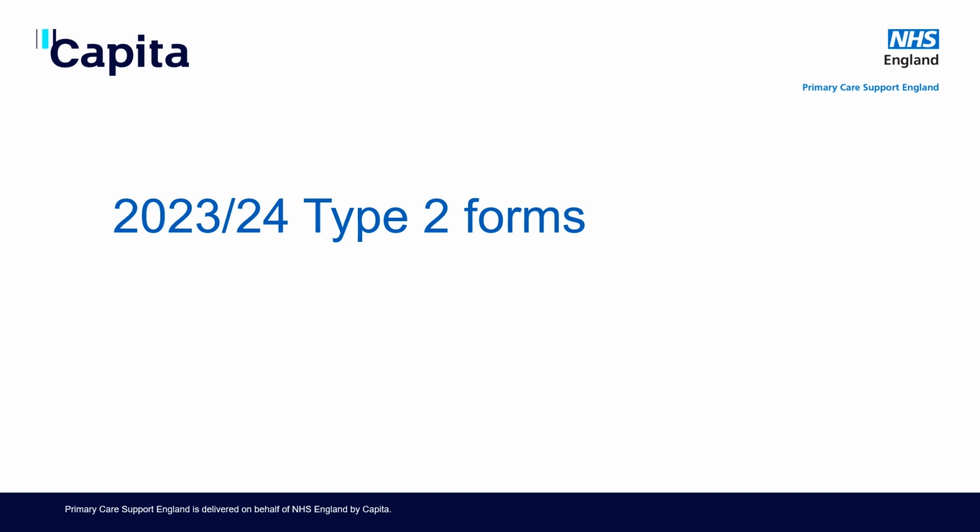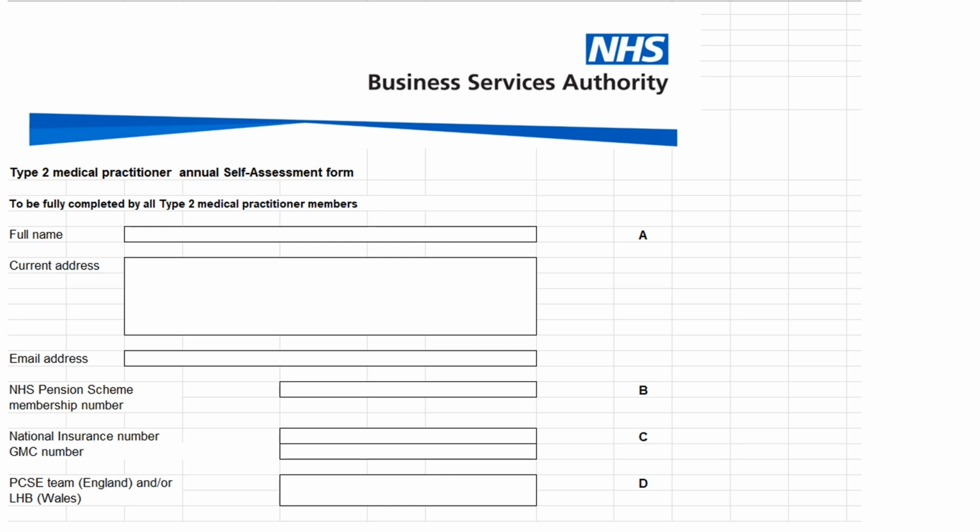In this video I'm going to show you how to complete a 23-24 Type 2 form. Once you have downloaded your Type 2 form from the NHS Pensions website, this is what it will look like. It's an Excel spreadsheet really that you need to complete.